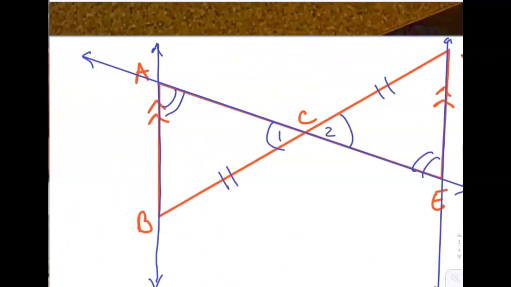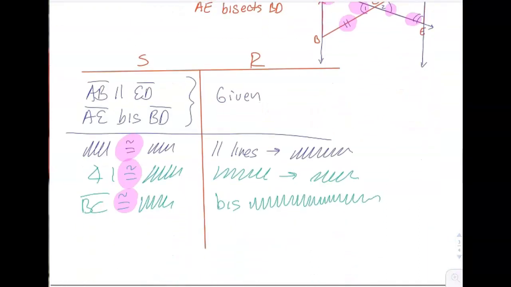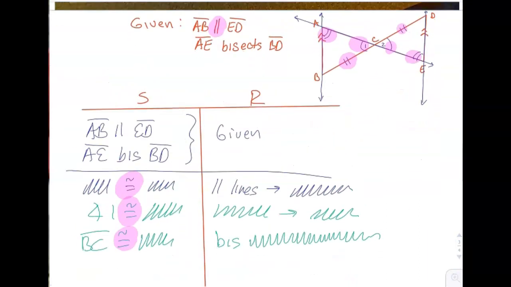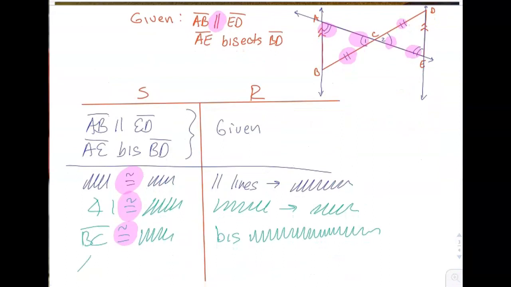So if I go up to my picture, I have angle, angle, side. You look at the other way, angle, angle, side. So I'm going to prove the triangles congruent. ABC is congruent to EDC because of angle, angle, side.